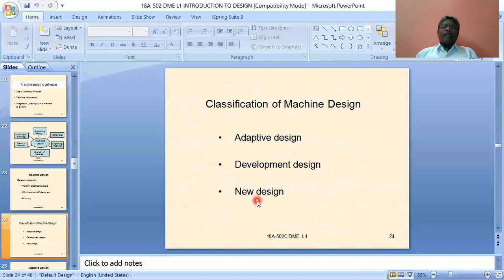This is the function. Now the classification of machine design. In case of classification of machine design or mechanical engineering design, these are the three categories. Number one is adaptive design, number two is development design, and then new design. Let us see what each one is.